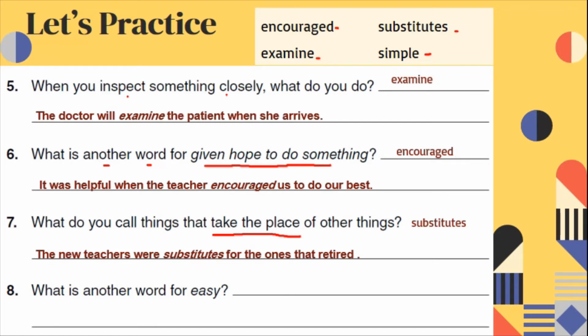And the last one, what is another word for easy? It is the word simple. For example, it was simple to follow the recipe in the cookbook.